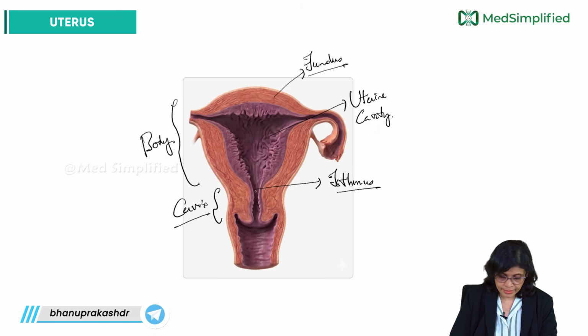And this is the cervix part. The cervix is this lower cylindrical part. It extends from the internal os up to the external os. The internal os is near the isthmus, this portion, and this is the external os.